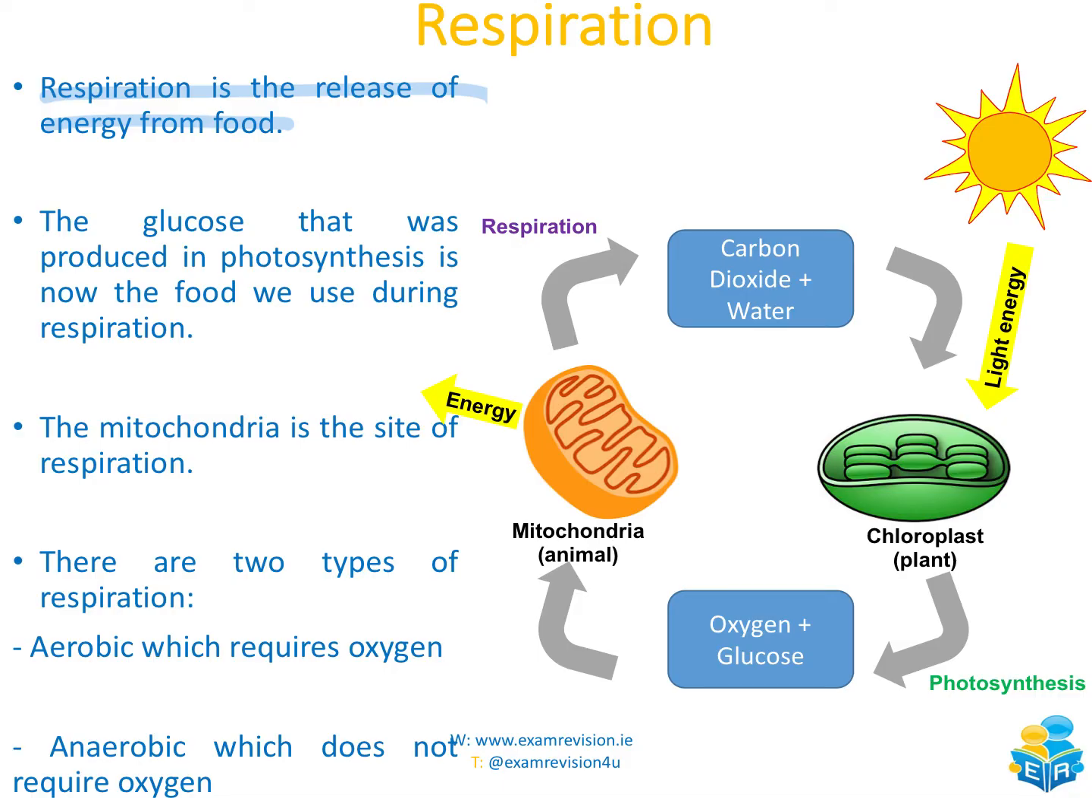And there were two types of respiration. We have aerobic respiration, which is respiration which requires oxygen, and we have anaerobic respiration, which is respiration which does not require oxygen. Okay, so just to focus in on that, we're moving away from the chloroplast, which was where photosynthesis took place. We're now in the mitochondria, and we're looking at the food source, which was made in photosynthesis. We're now breaking that down to release the energy from food.